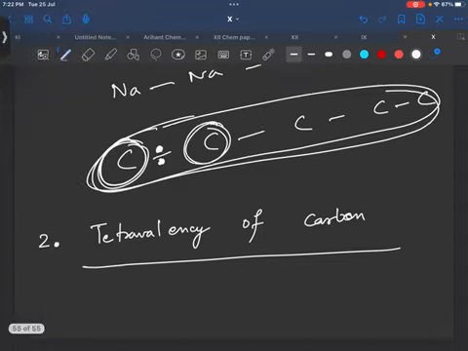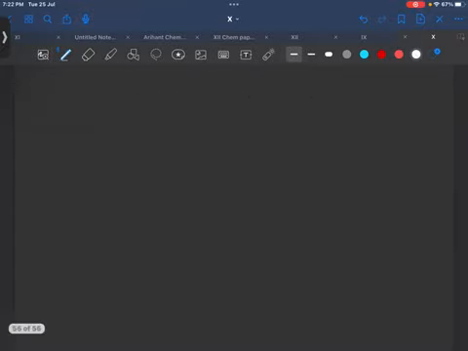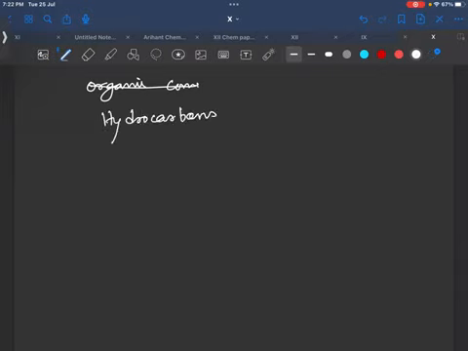Okay, ठीक है. So now we are going to talk about hydrocarbons. ठीक है. तो hydrocarbons मतलब क्या होता है? Organic compounds which consist of.